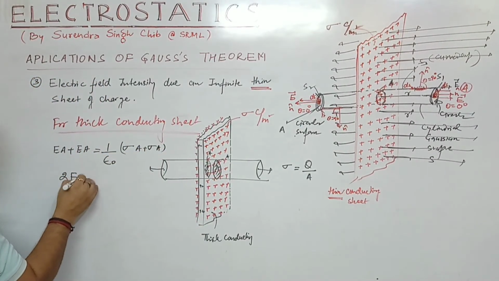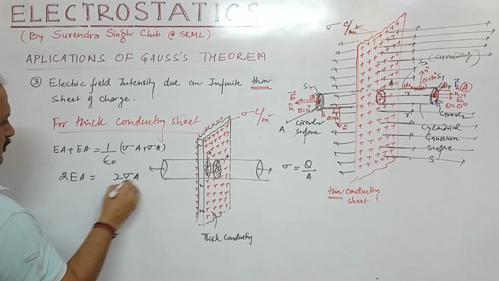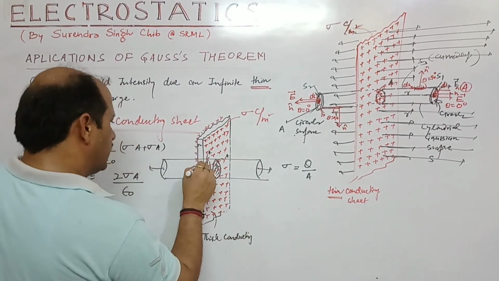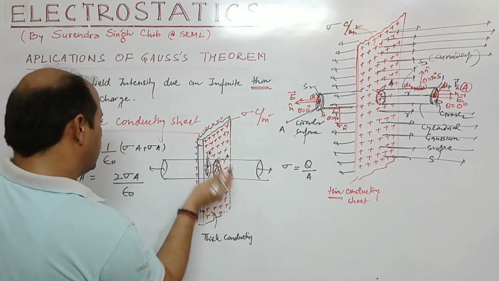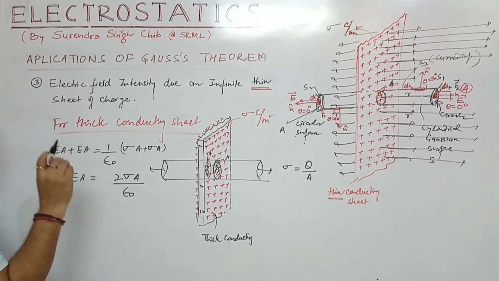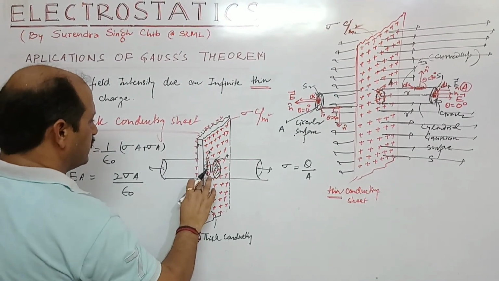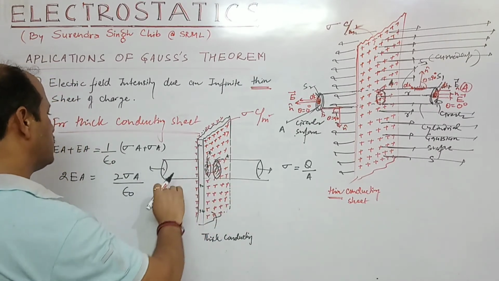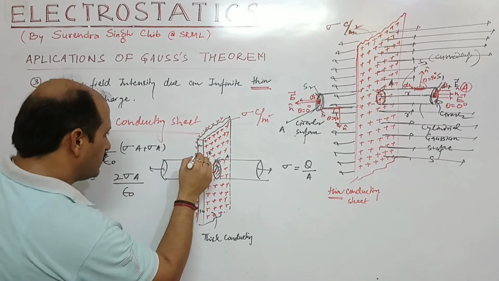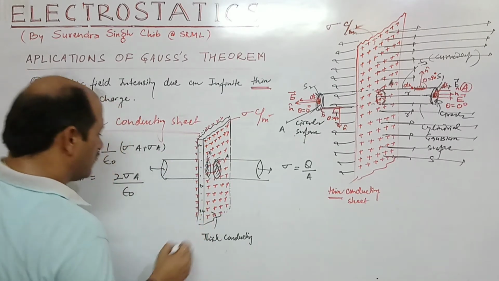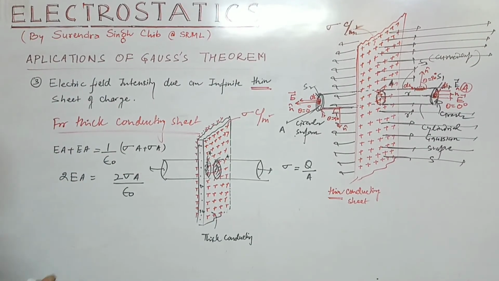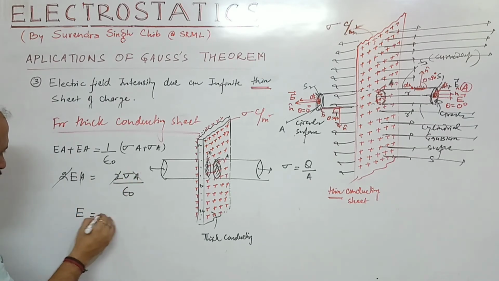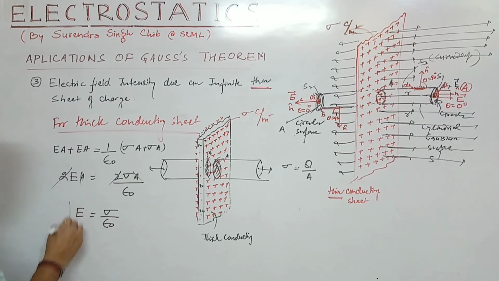We have 2 times EA here, and we have 2 times sigma A here. Again see here, why 2 times sigma A? This is the charge of this side, and this is the charge of this side. क्योंकि ये sheet कौन सी है? Thick sheet. तो इस साइड भी चार्ज है, इस साइड भी चार्ज है, और क्योंकि ये कंडक्टिंग है तो इसके अंदर चार्ज नहीं होता. Charge always resides over the surface of a conductor. तो 2 cancels, A cancels. What's the answer? E equals sigma by epsilon naught.